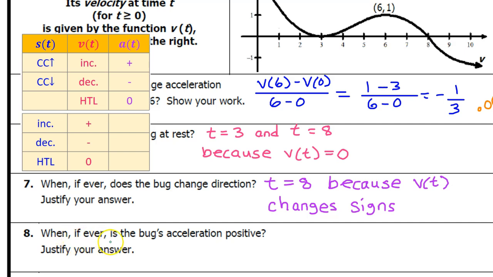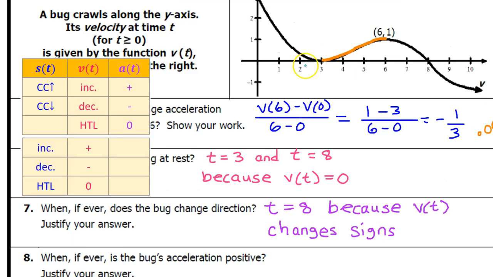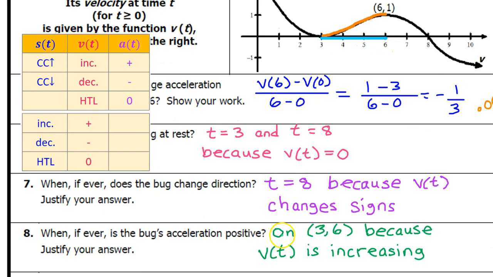Number 8. When, if ever, is the bug's acceleration positive? Justify your answer. Obviously, we don't have the acceleration graph, we have the velocity graph. This is where the chart sort of comes in. If we want the acceleration to be positive, the velocity must be increasing. The velocity is only increasing on this part of the graph. That's the interval from 3 to 6. We say on the interval from 3 to 6 because velocity is increasing.